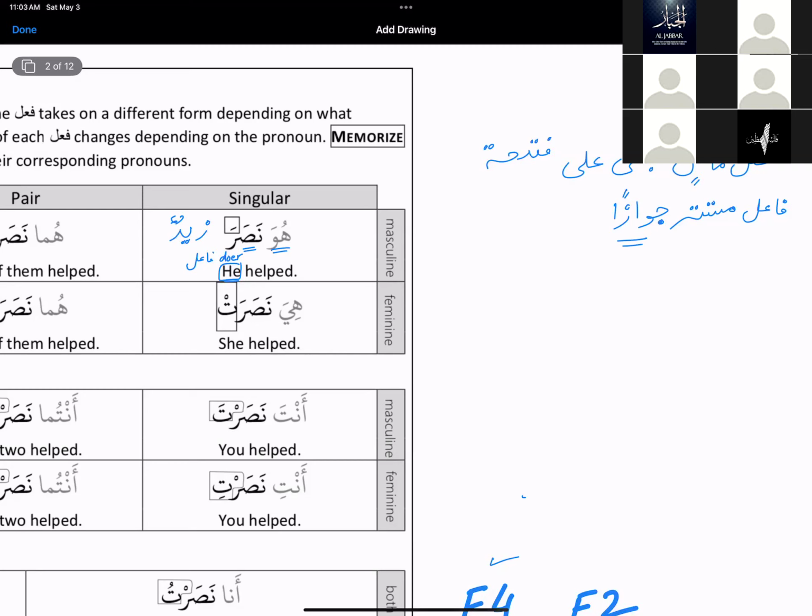So this fail is mustatir jawazan, because we will see in the mudari that the fail can be mustatir, but it is wujuban. It is wajib on it. It is a must on that fail to be mustatir.